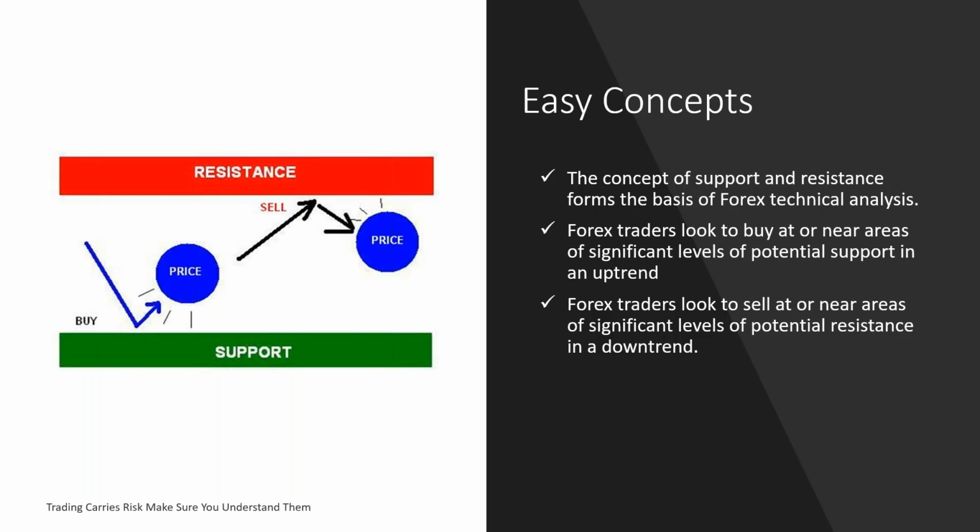Forex traders look to buy at or near areas of significant potential support in an uptrend, or significant resistance in a downtrend. For instance, gold, I believe, broke $1,300 an ounce yesterday or the day before. Gold's been trading much higher. It was down at the 1,200 level and moved up to 1,250. Now, we knew $1,300 was a significantly important level.